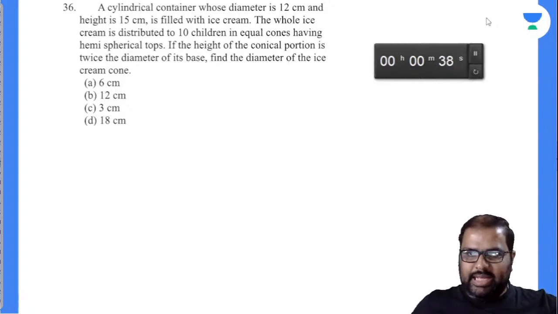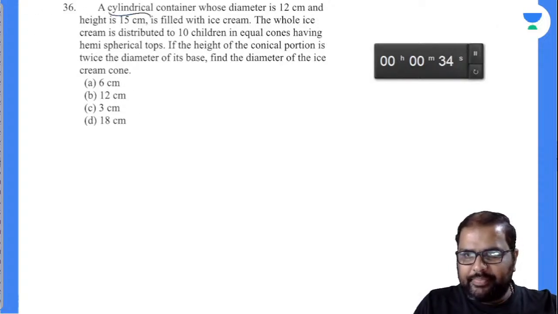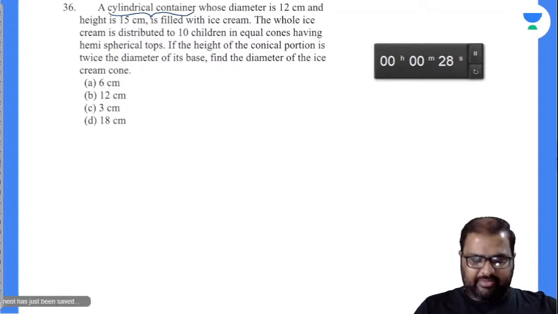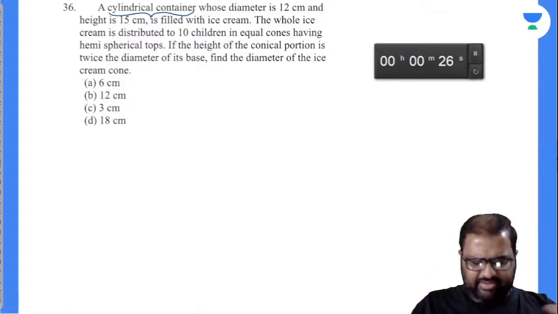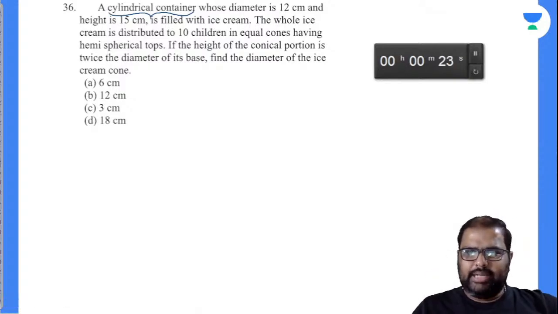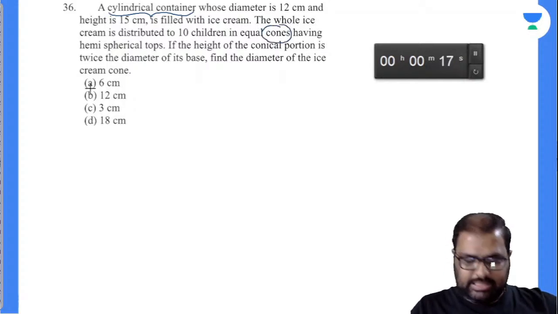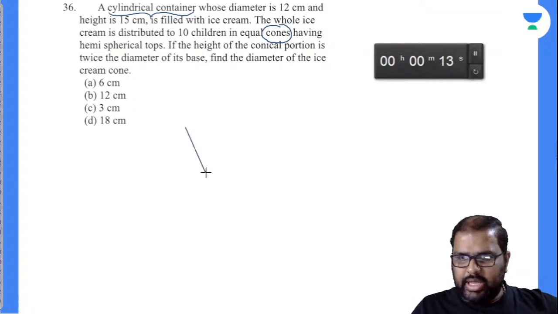Any answer? A cylindrical container. The point here is a cylindrical container whose diameter is 12 centimeter and height is 15 centimeter is filled with ice cream. It seems completely filled with ice cream. The whole ice cream is distributed to 10 children in equal cones having hemispherical tops, it seems. So this is the ice cream cone, a cone with a hemispherical top.